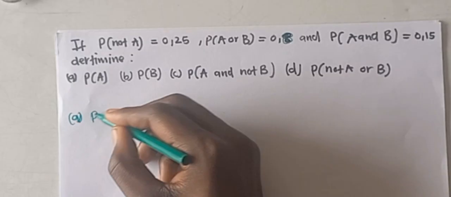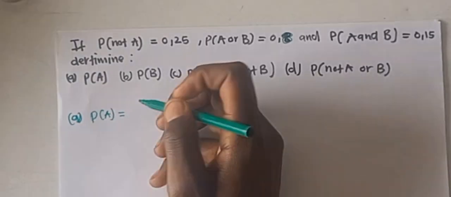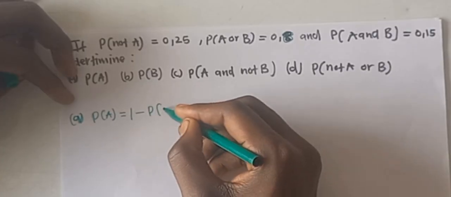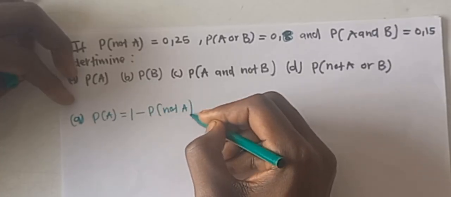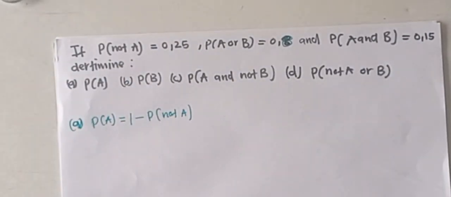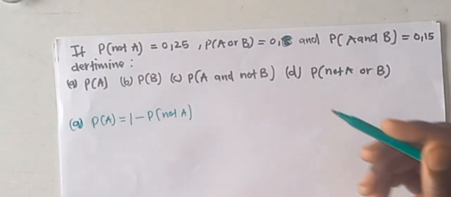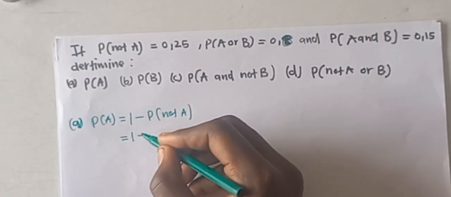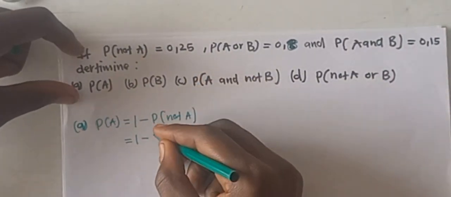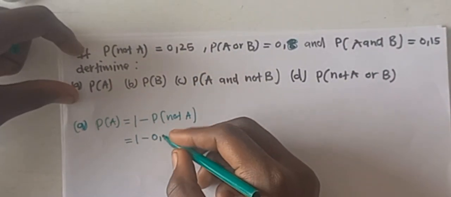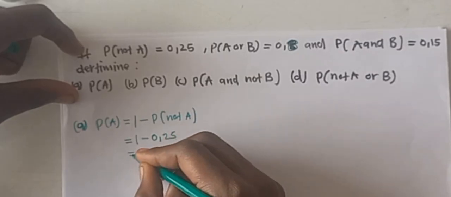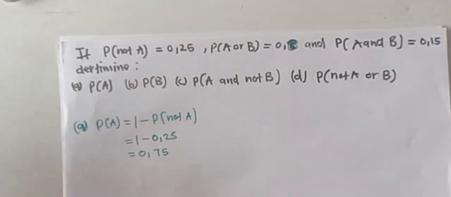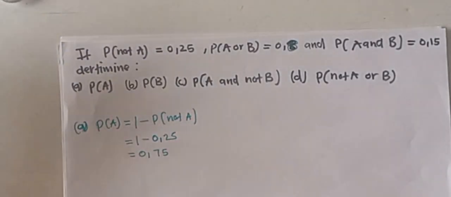To find the probability of A, we actually don't need a Venn diagram. If we have not A, what you have to do is say 1 minus the probability of not A. If you don't know where this comes from, guys, I've made a video which I will also include in my video description. So the probability of not A is 0.25. If you punch this on a calculator, you're going to get 0.75. Let me just check this on the calculator. Yeah, this one is correct.